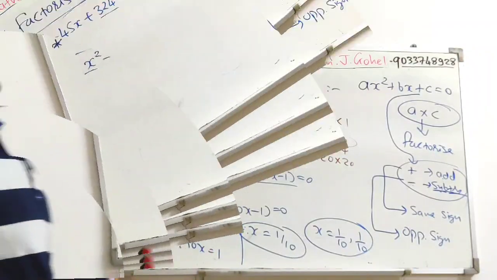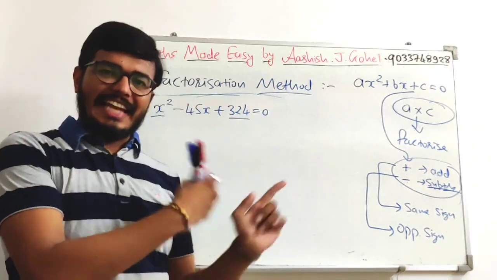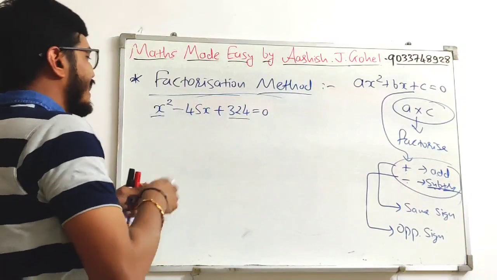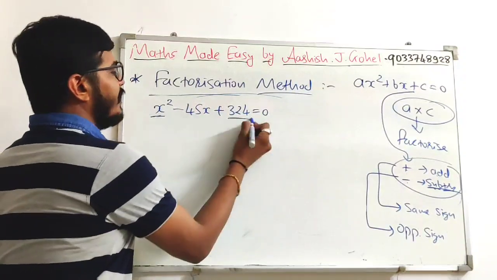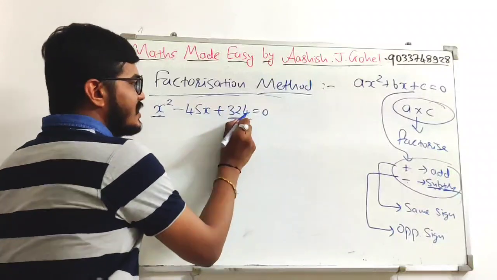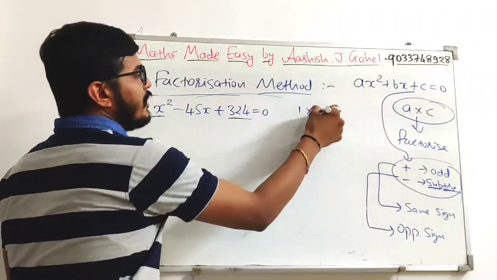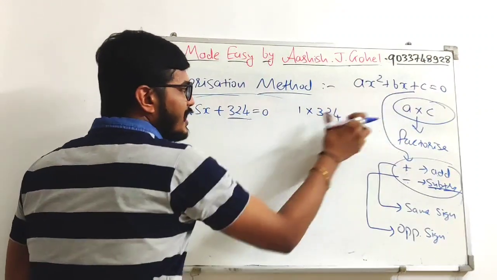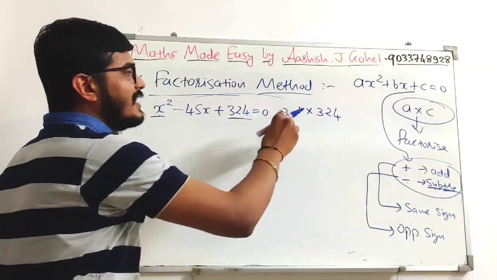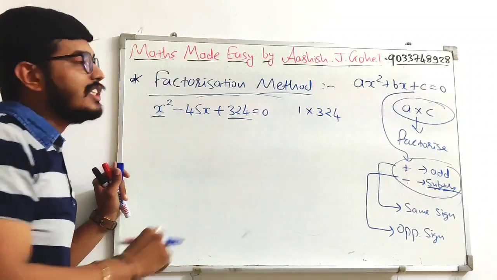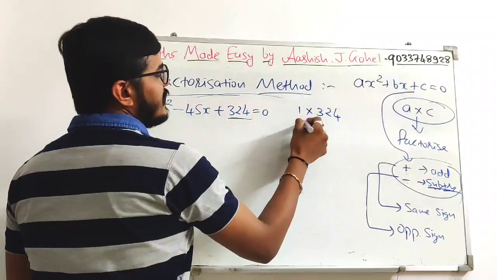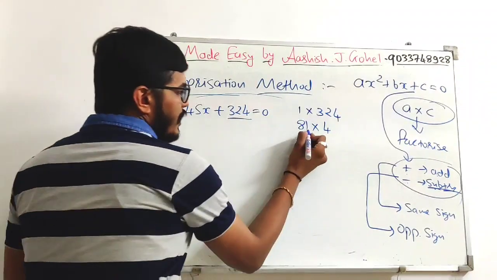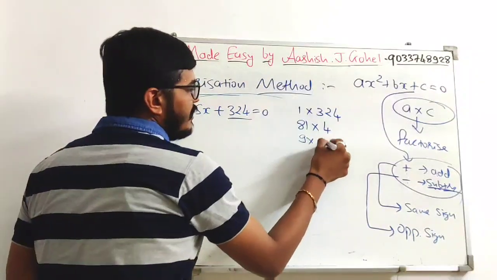First, write down this thing. Here I am with the next example, and this example is somewhat trickier than the previous two, but let us solve this. Here we have the coefficient as 1 and the constant term C as 324. As the algorithm says, we need to factorize this. So how will we factorize 1 into 324? 324 is 81 into 4. Now 81 is 9 into 9.